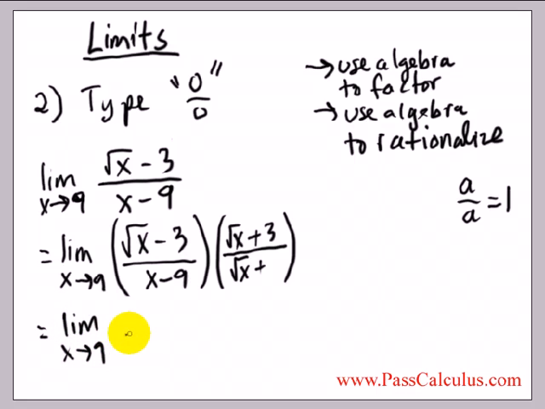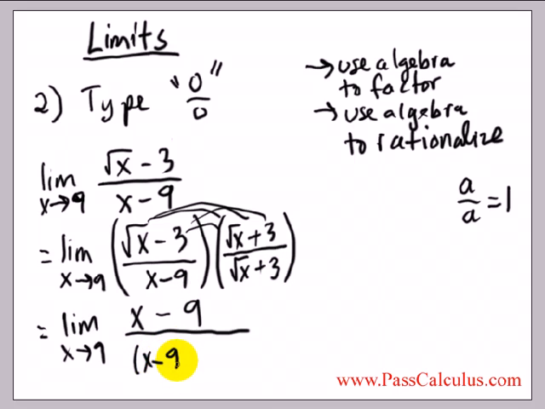When I multiply out the top, there's really 4 terms here, right? But root x times root x is x. You should know that. Root x times 3 is 3 root x, but then in the middle I have minus 3 root x, so those cancel. And minus 3 times positive 3 is minus 9. Oh, and the bottom here, don't multiply out the bottom, keep it factored, okay? The reason we want to do that is because now, notice we have x minus 9 on top and bottom, and we can just cancel those guys. So what do we get?